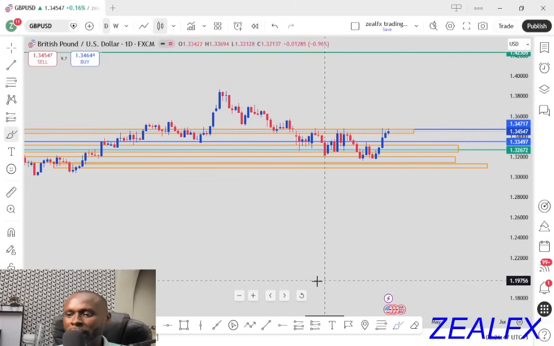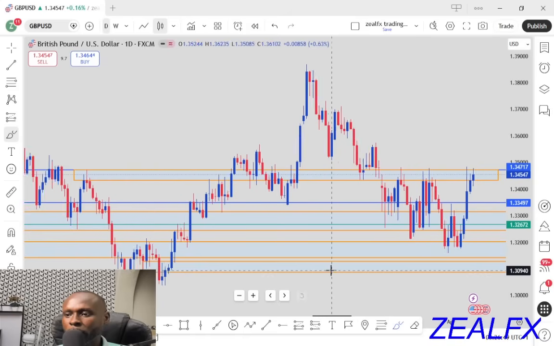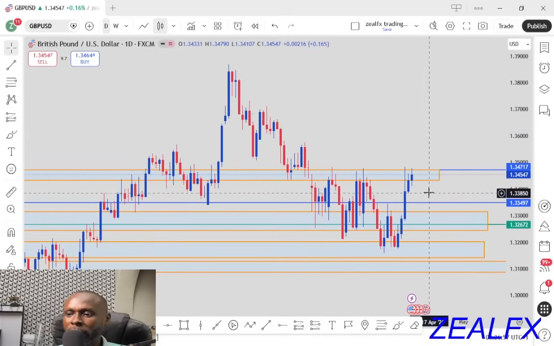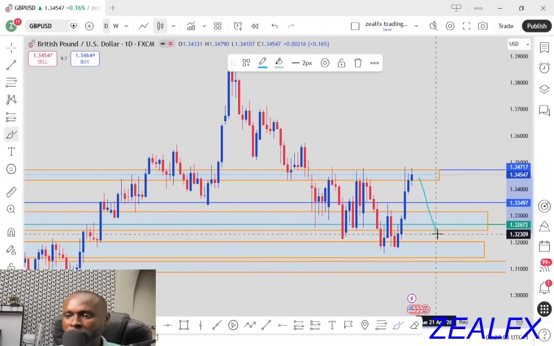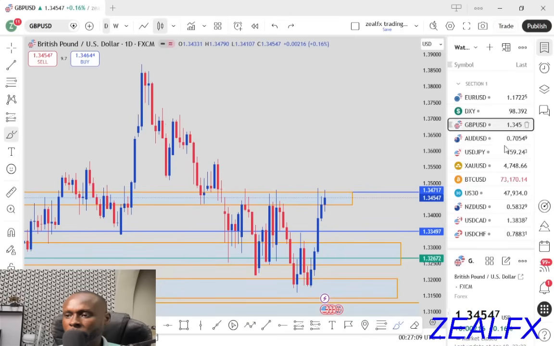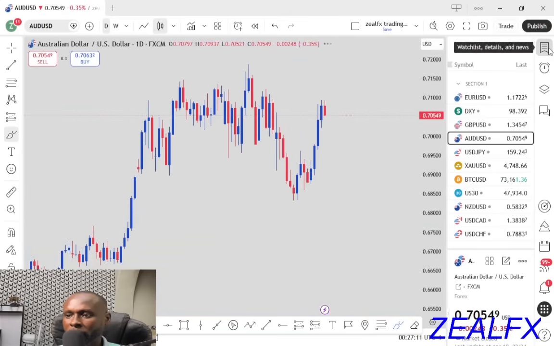We can clearly see that on the daily chart, the pound closed on resistance, while on the weekly chart, price also closed on resistance level. This indicates a selling opportunity coming for the pound USD this week to this next support level. So let's look at our next pair, which is the Australia USD.